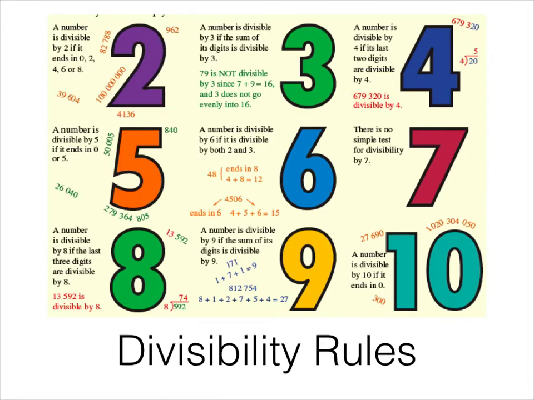For the number 3, to find divisibility by 3, add the digits. If the sum of the digits is divisible by 3, then the original number is divisible by 3. So for example, the number 111, definitely divisible by 3. How about the number 4? The number is divisible by 4 if the last 2 digits form a multiple of 4.